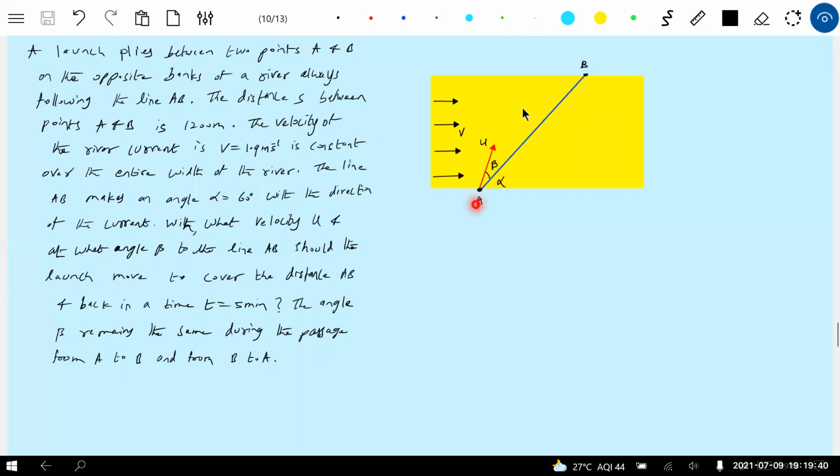The angle beta remains same during the passage from A to B and from B to A. Why are we giving this path? So here let me get into the thing. Path with respect to ground. We are giving a definite path here. Why are we giving a path all of a sudden?